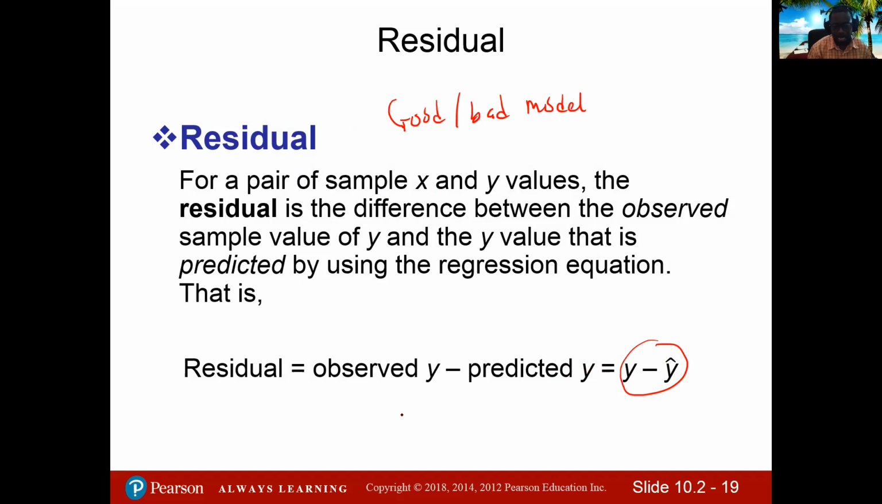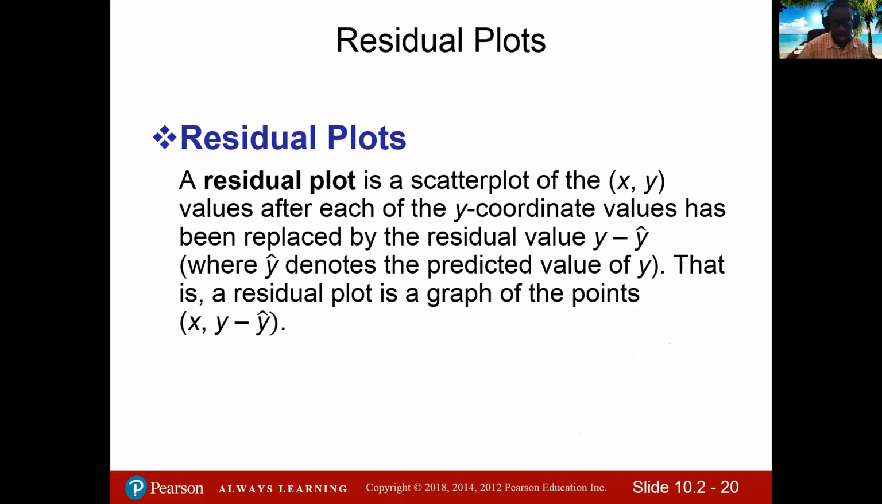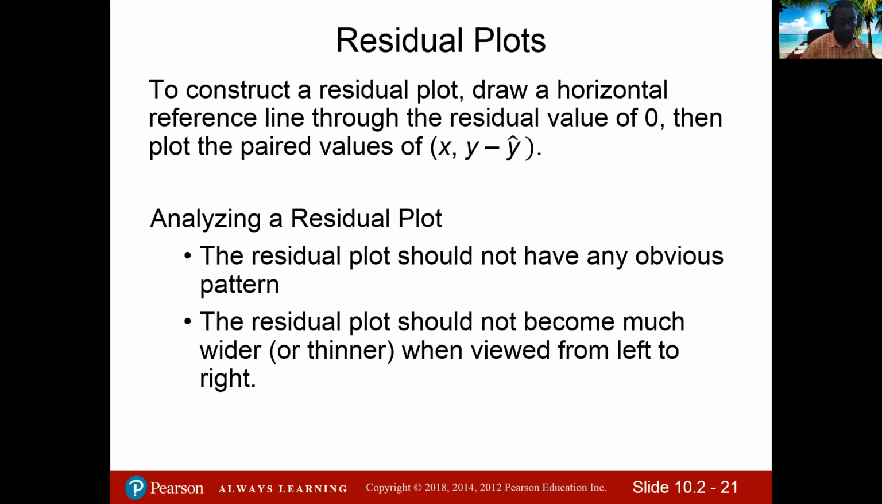Okay. Then if you plot x against the residual, which is y minus y hat, and get a graph, if they show any pattern at all, then it's a bad model. If it doesn't show any pattern, then it's a good model. So we're going to plot residual plots, x versus the residual, as I indicated. And then you analyze the residual plot: it should not have any obvious pattern. Then it is a good model.